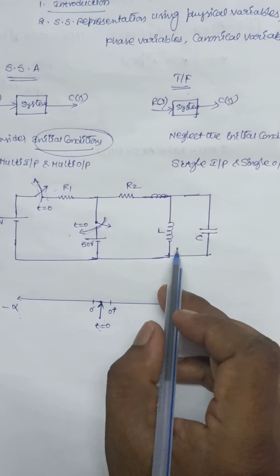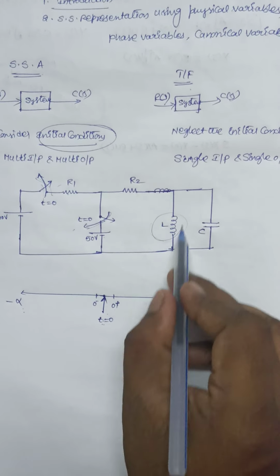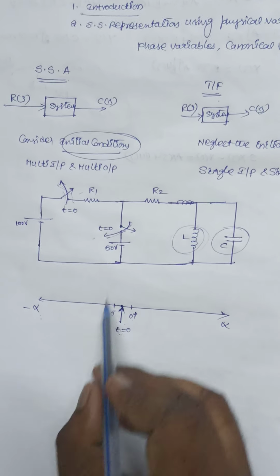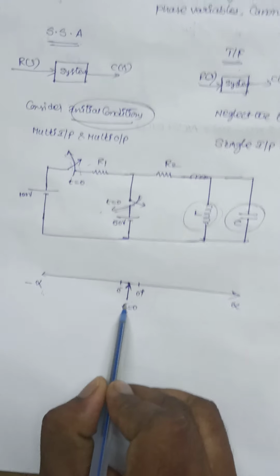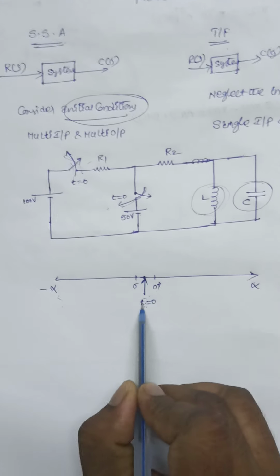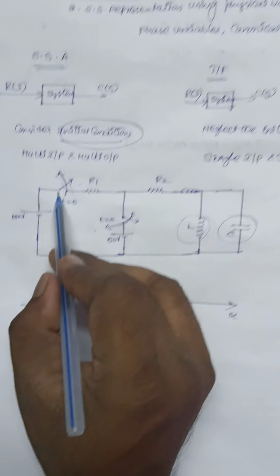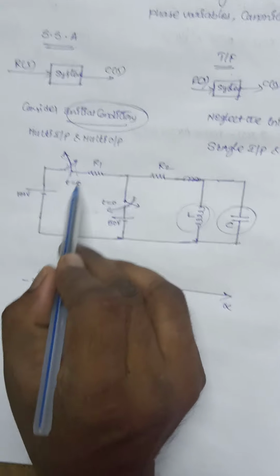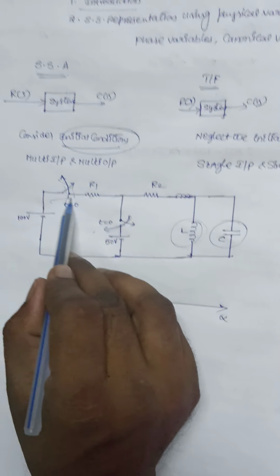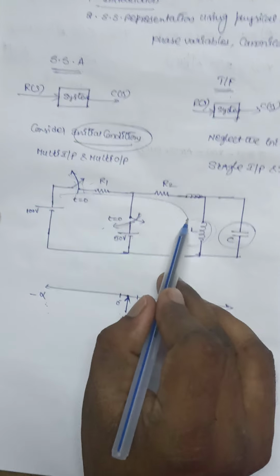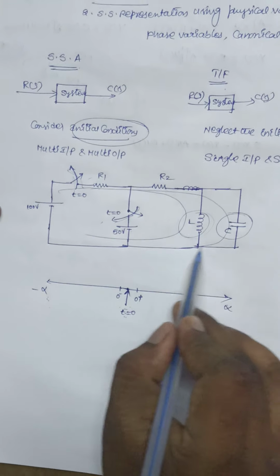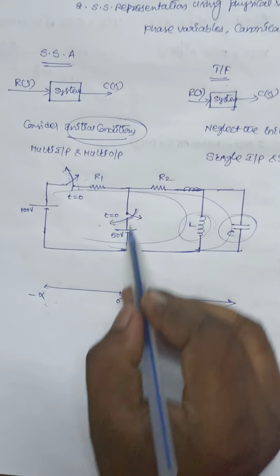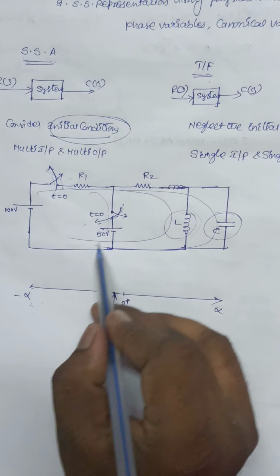What happened? Whenever the memory elements or dynamic elements are present here, in the period from minus infinity to t is equal to 0 minus, the switch is connected to R1, so the 100 volt source is connected to R1, and the current will flow like this. Since the other branch is open circuited in this period, no current will flow through it.